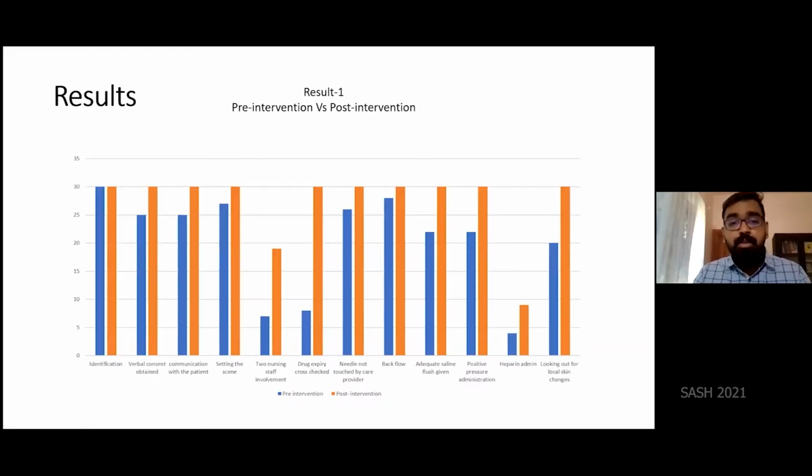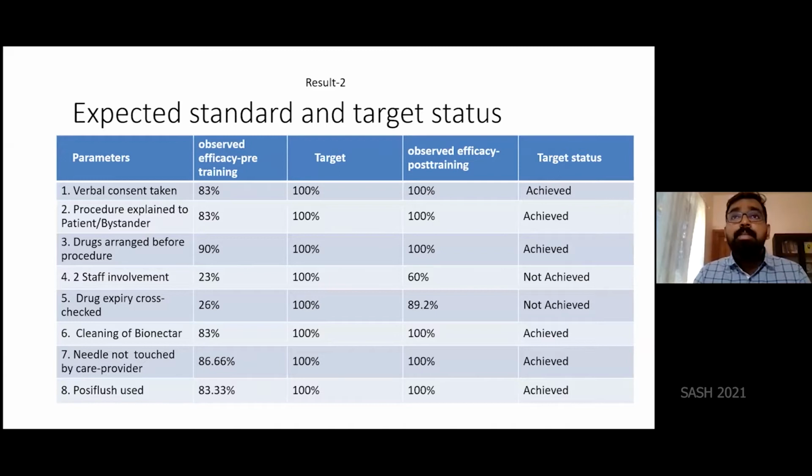Now, coming to the results, I put up a pre-intervention versus post-intervention results. So as we could see, we have achieved almost 100% efficacy in almost all the parameters we have assessed, and now I'll come individually to each. Now, coming to verbal consent taken and the communication with the patient bystander, it has improved from 83% to 100%. The involvement of second nursing staff improved from 23% to 60%. The drug expiry cross-checking improved from 26% to 89.2%.